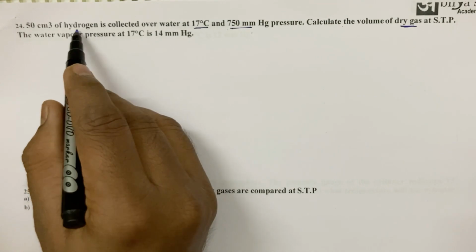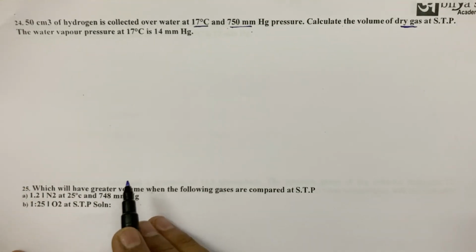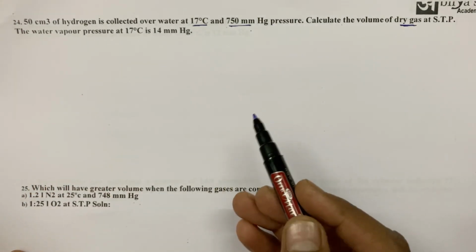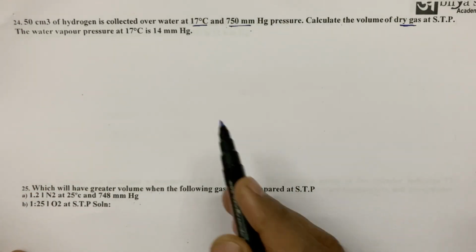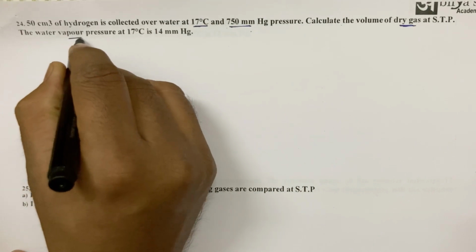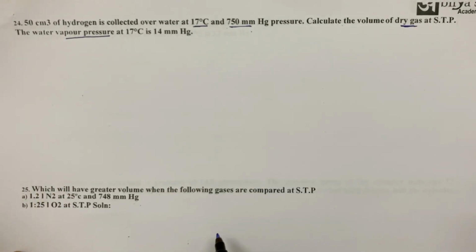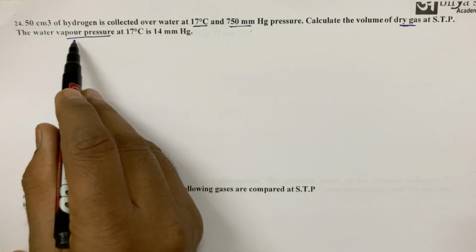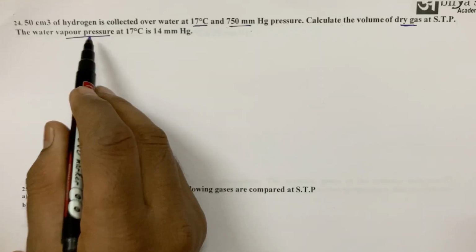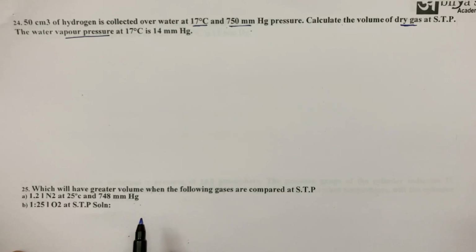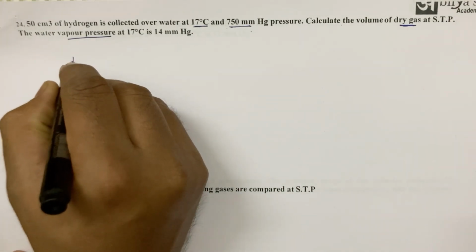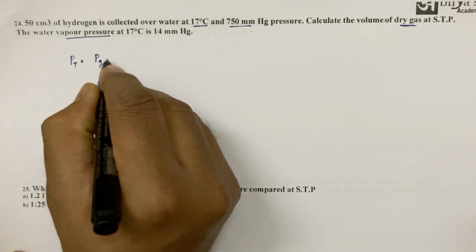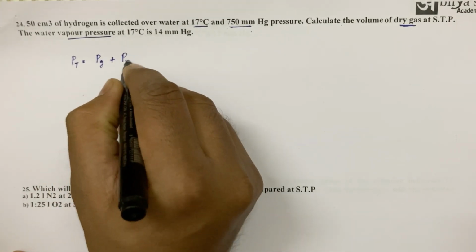So here the hydrogen is collected over water, so it will contain moisture, and due to moisture what happens with the gas is it increases the vapor pressure. So to identify the volume of a dry gas, what we need to do is eliminate this vapor pressure due to moisture. So now P total, that is total pressure, will be equal to pressure of the gas plus vapor pressure.